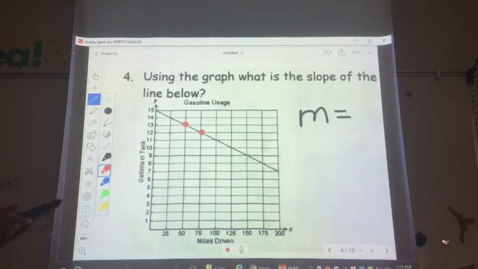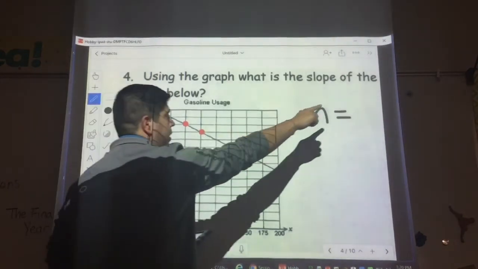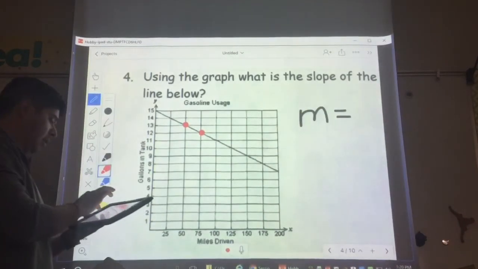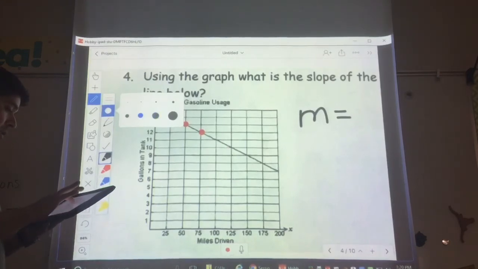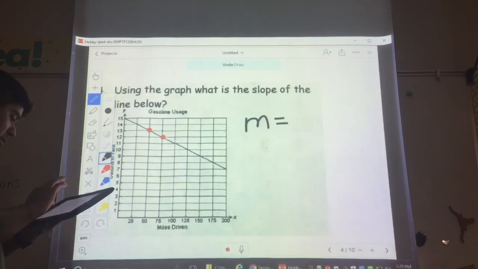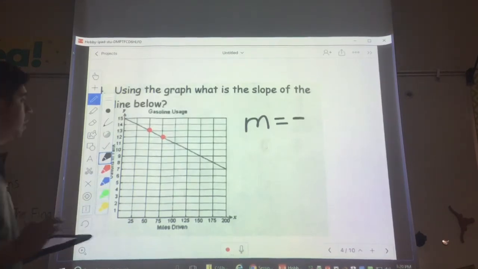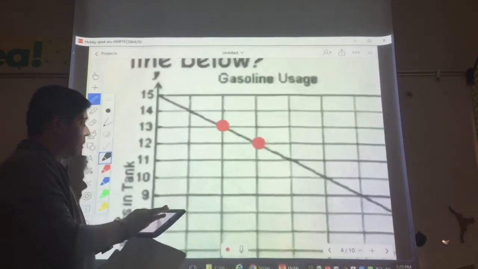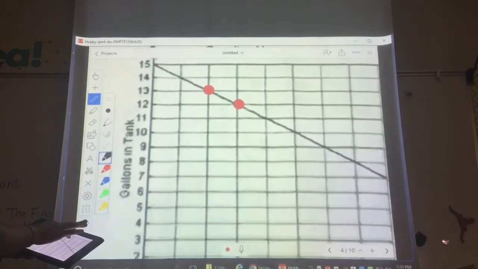Alright, so I'm going down. If I'm going down from this left point, then that means my slope automatically is going to be a negative slope. So what I'm going to do over here is put a negative slope. Okay. Now let's see what it's negative by. I'm going to zoom in some. Okay. So here's my numbers.